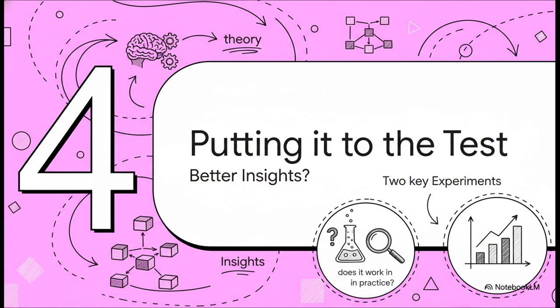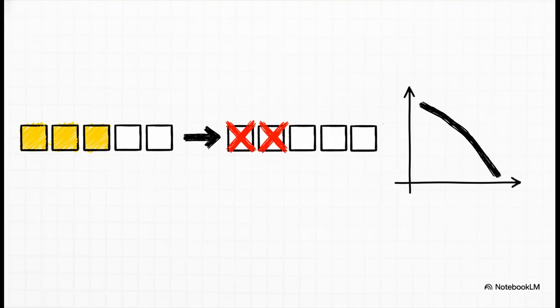Okay, so the theory is elegant, the math is beautiful, but does it actually work? Does it give us better insights in the real world? The researchers ran two really smart experiments to find out. So the first test is just genius in its simplicity. It's called a perturbation test. The logic is, if your tool is actually good at finding the most important inputs, the most critical pixels or words, then if you start deleting them, the model's performance should fall off a cliff, right? The faster it crashes, the better your tool is at finding what truly matters.